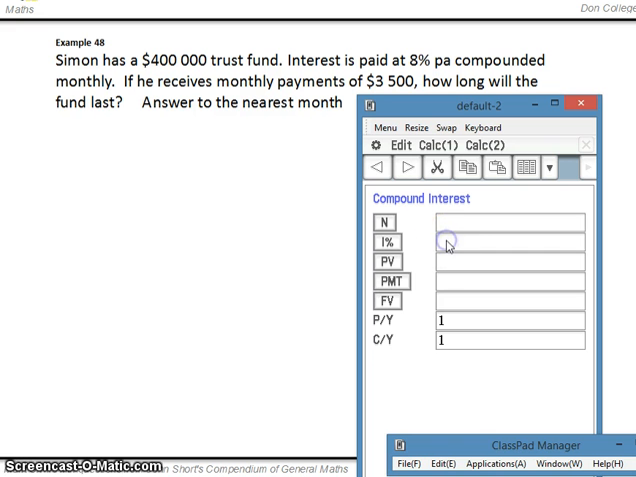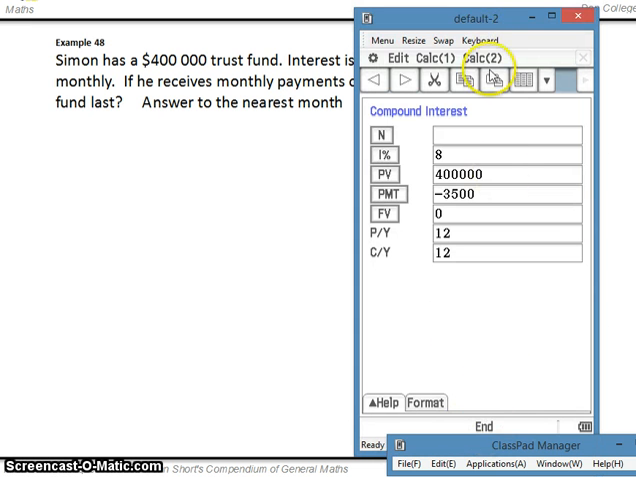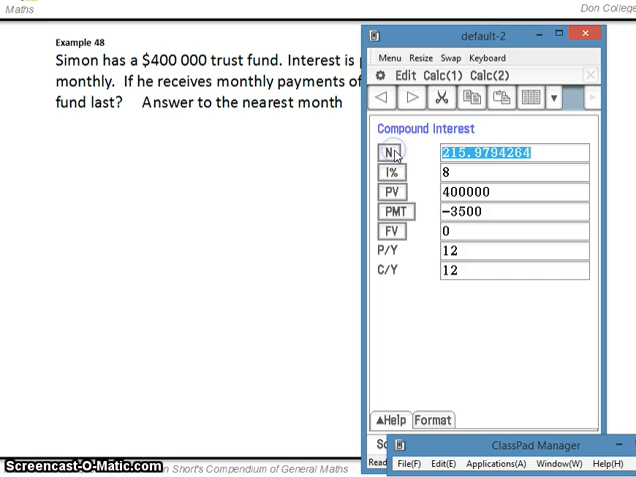I is our percentage, that's 8% per annum. We're starting our principal value with 400,000. How long will it last? So that's the idea, how long will it last till it goes down to 0, so our final value is 0. He's taking a regular payment of minus 3,500, and it's compounding monthly, and he's drawing monthly, so it's 12 and 12. Now because this is annuities in arrears, it should be at end as well. If we calculate N, we get 215.97 or 0.98 periods, that's months.